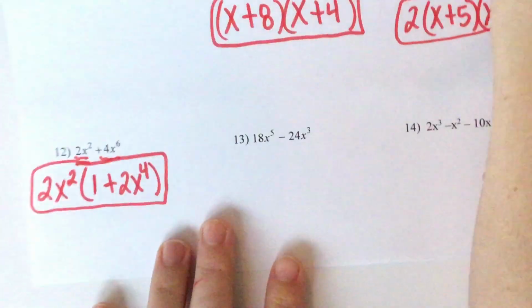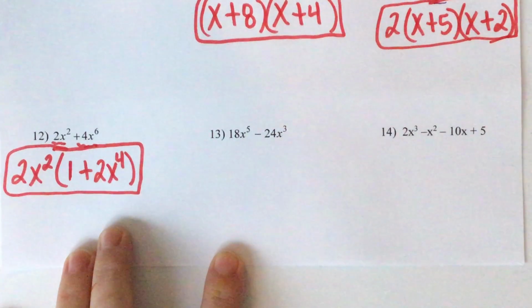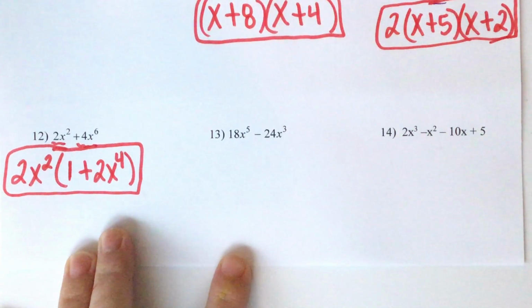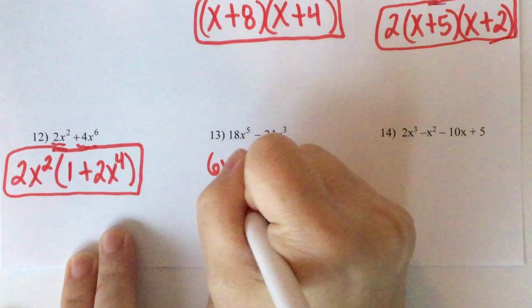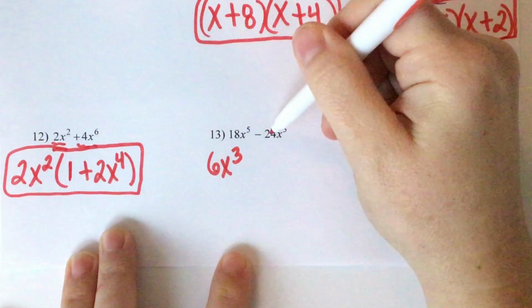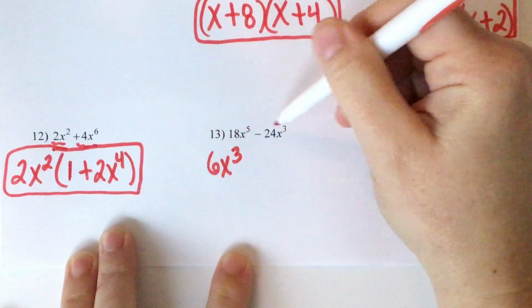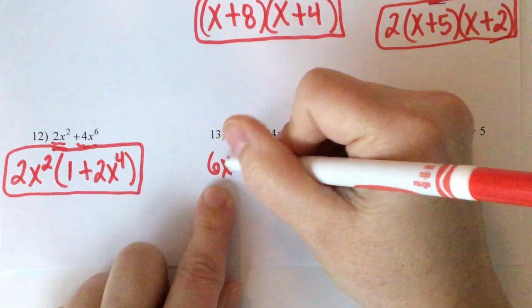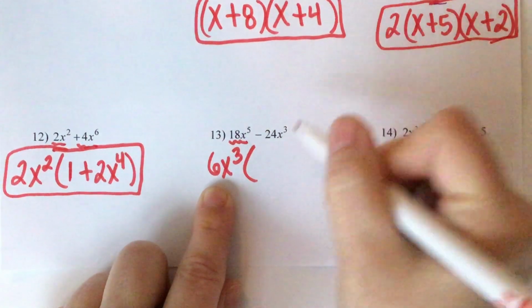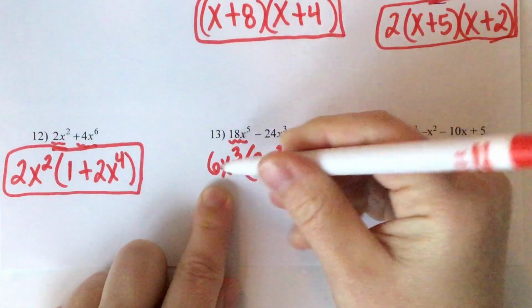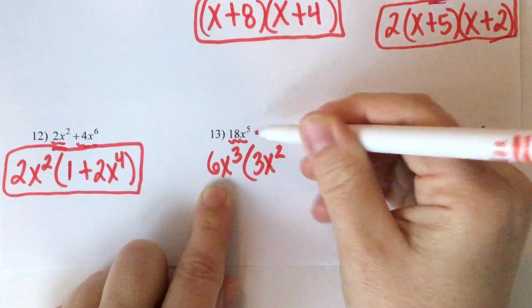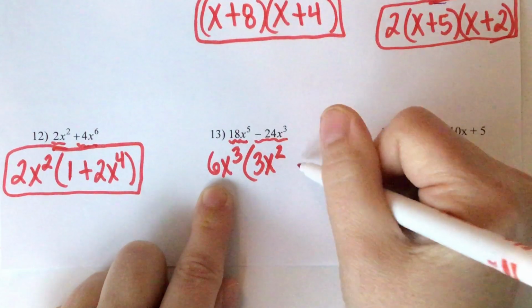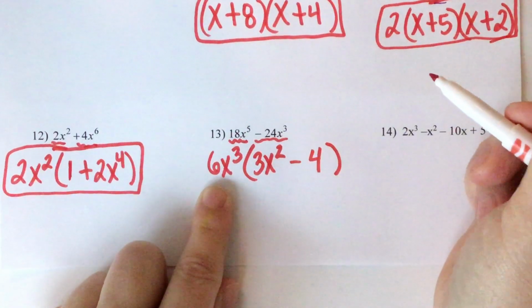Okay, let's look at 13. So first rule, GCF. Does this one have a GCF? It does. What is it? 6x cubed. 6 is the greatest number that can divide into 18 and 24, and 3 x's is the greatest amount that they both have. Okay, build our parentheses, and let's get it back. 6x cubed times what is 18x to the 5th? 3x squared. Because 6 times 3 is 18. 3 x's and 2 more makes 5. Okay, 6x cubed times what makes a negative 24x cubed? A negative 4.